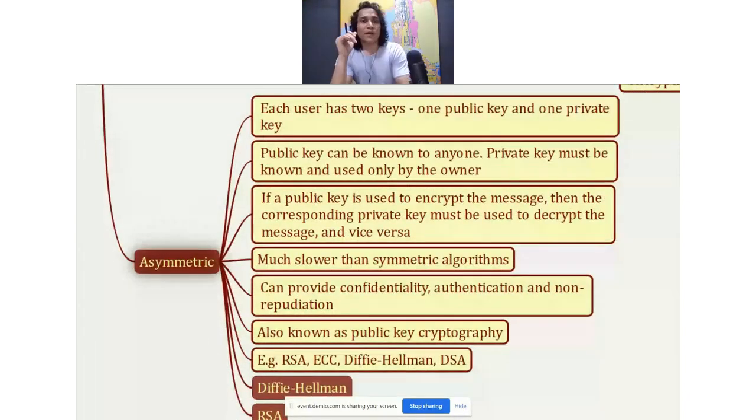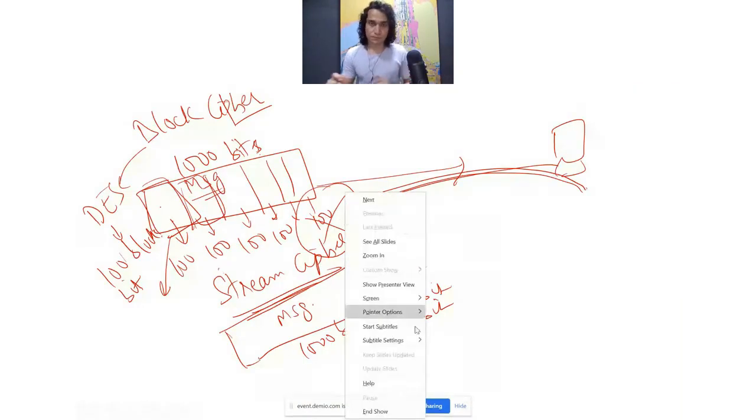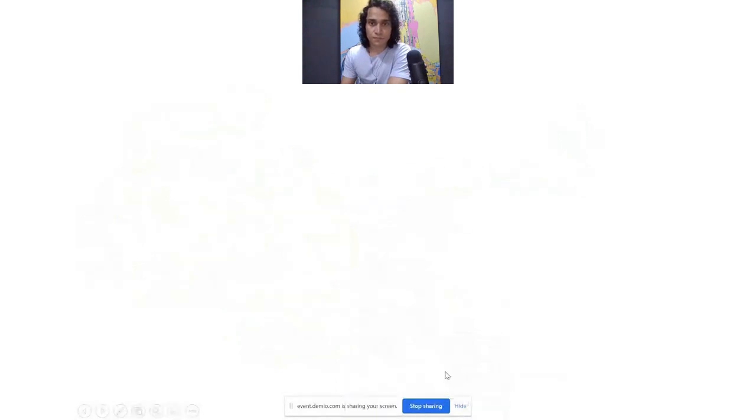Now let's move on to asymmetric algorithm. All right. Now, asymmetric algorithm, we again have two users, user A and user B, and they want to communicate securely using asymmetric algorithm.